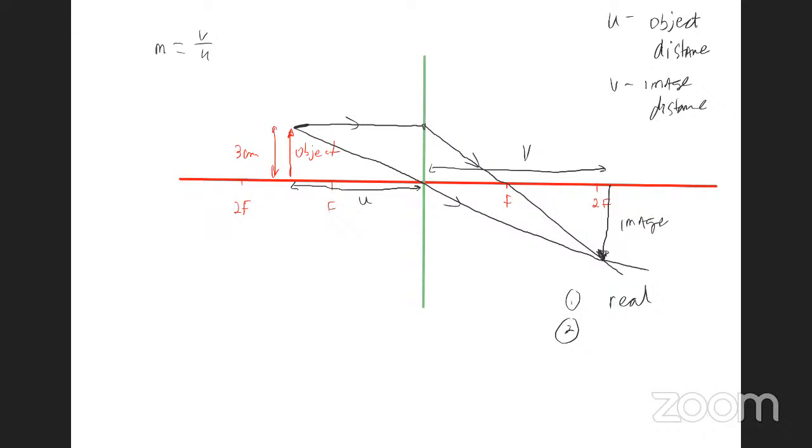Upside down, right? Inverted. If you look at the object and the image, they're inverted. What else? Look at the size. Now that looks bigger. It's looking larger, maybe by 2. I don't know how true that is. And the last thing we want to know is the position. It's looking like beyond 2f in this case. Those are the four things I need you to know.